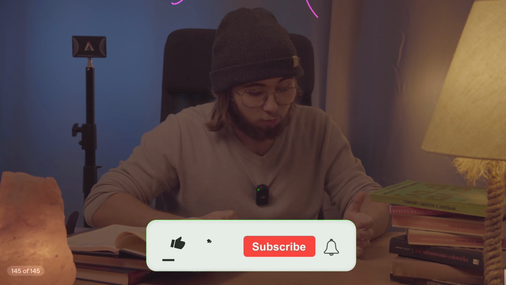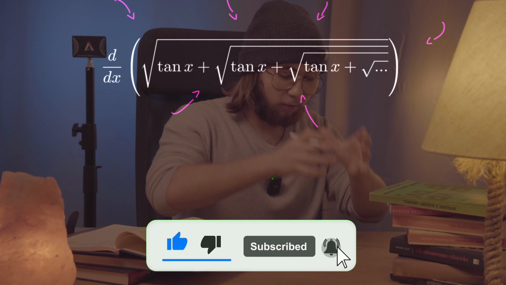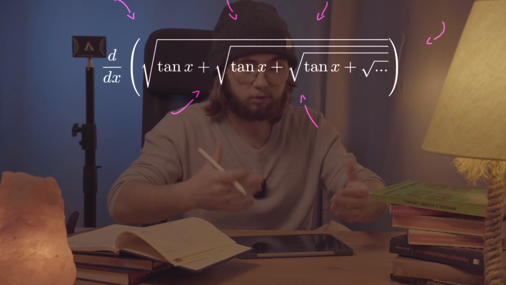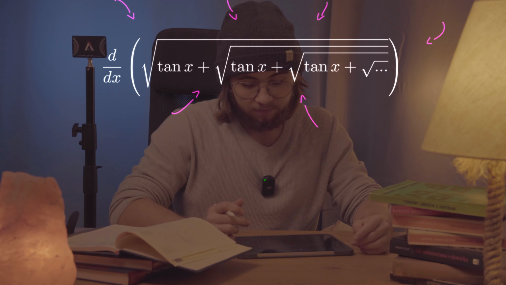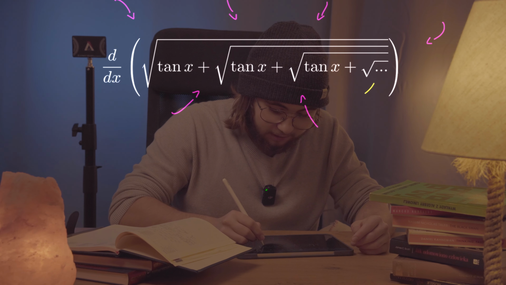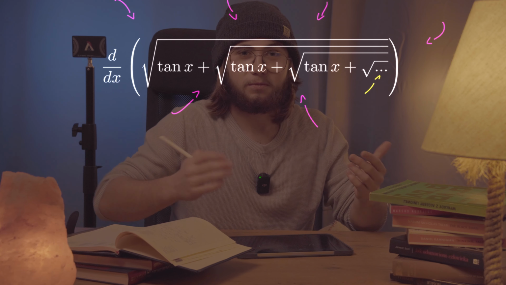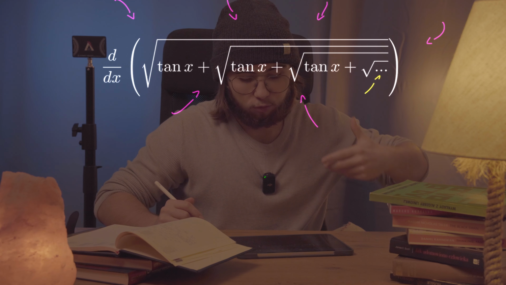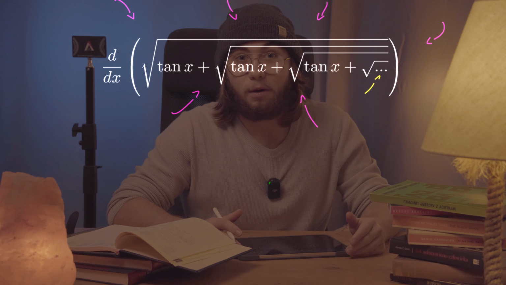Okay guys, so we are supposed to evaluate the derivative with respect to x of the square root of tangent of x plus the square root of tangent of x plus the square root of tangent of x, and so on forever. This is an infinite cave. I like to call this stuff caves because, well, those are not towers for sure. So an infinite cave of square roots of tangents. For God's sake, how are we supposed to solve it?